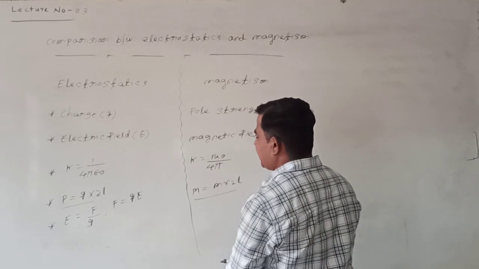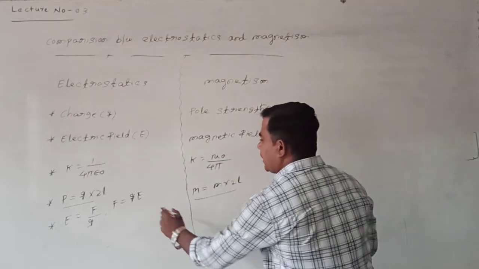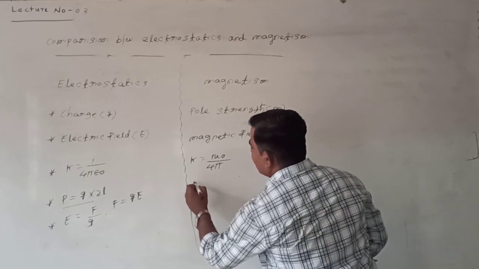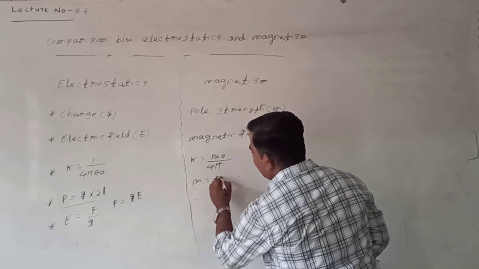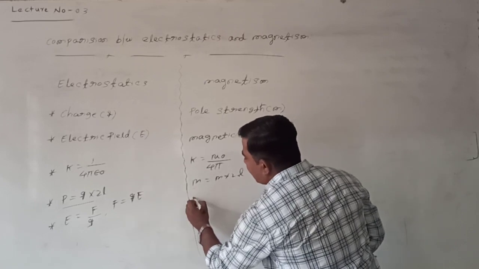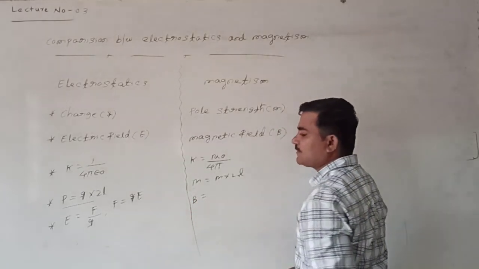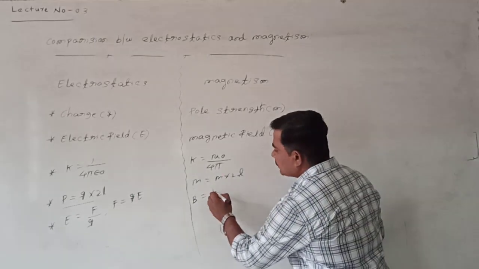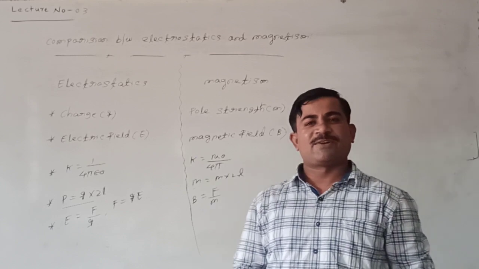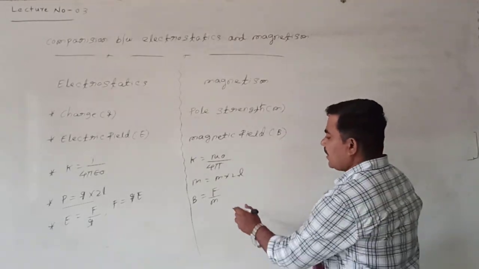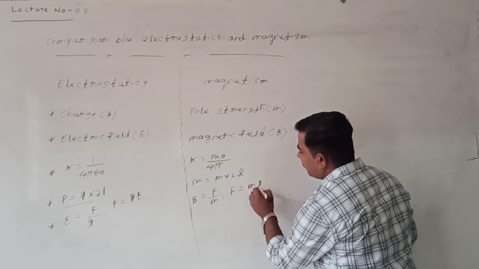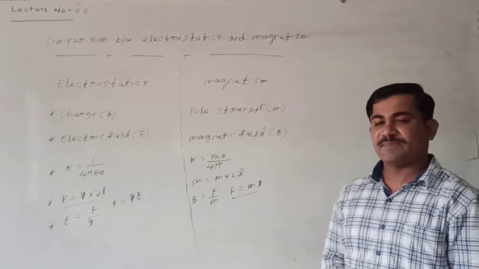Similarly, in magnetism, how to take? Magnetic field can be defined as the magnetic force experienced per unit pole strength. Now, how much magnetic force is acting? F is equal to small m into B. Write this.